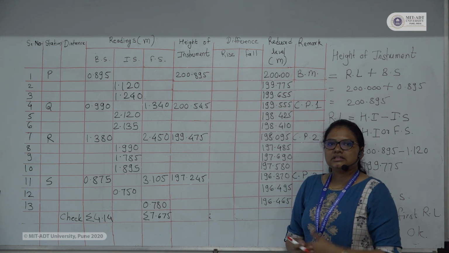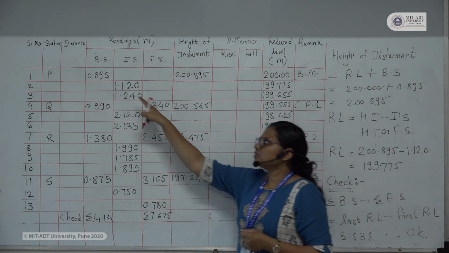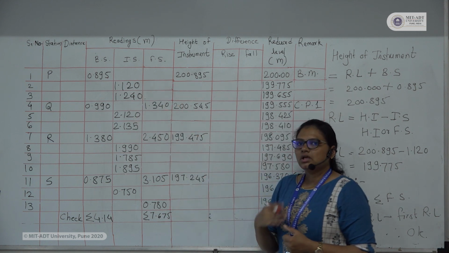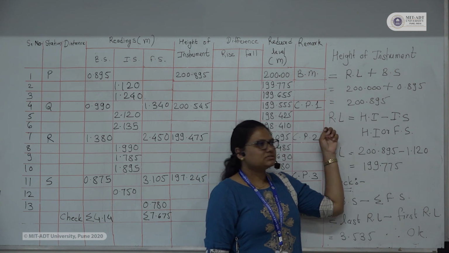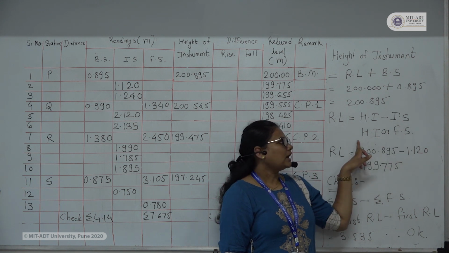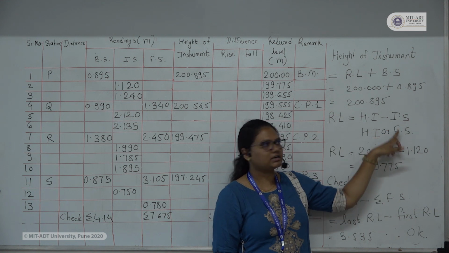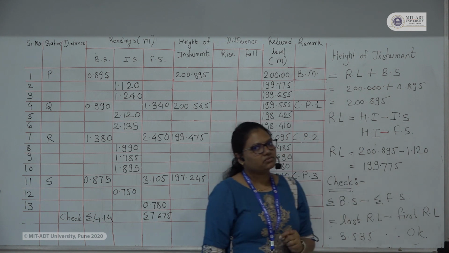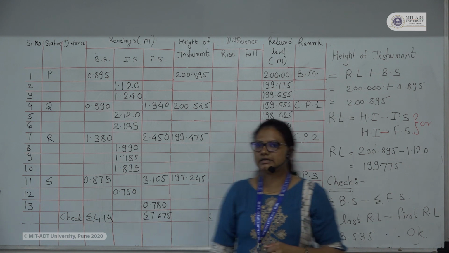Now I have to determine the reduced level of the next point. Now for the next point, our reading we have written in the column of IS, that is 1.120. Now for this one, what is the formula for determination of reduced level? So our formula is reduced level is equal to height of instrument minus foresight, or height of instrument minus intermediate sight. So you can take both of this. So it is HI minus foresight. So these are the 2 formulas which we can use for determination of reduced level.